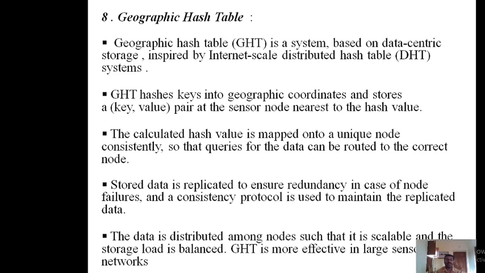So basically the geographic hash table maintains the data in the form of coordinates. The coordinates are stored in the form of key comma value. The value must be very near to the hash value of the sensor nodes, and the data is stored in replicated formats. To avoid redundancy problems, we use consistency protocols, and these are mainly used for large sensor networks, and the data is also distributed. That's why the load is also balanced. So this is the concept of the geographic hash table.